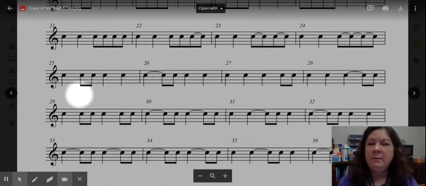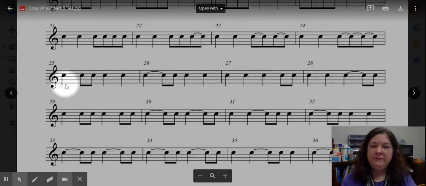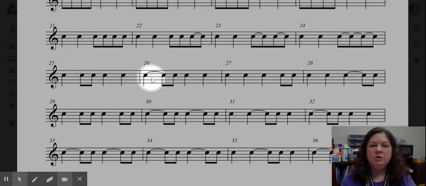We're going to mix it up a little bit more. Now we're going to add in some eighth notes. So measure 25 is easy peasy. 1, 2, 3, 4. We know how to do that. Measure 26. Now we're tying a quarter note value to an eighth note. This is a little more challenging.